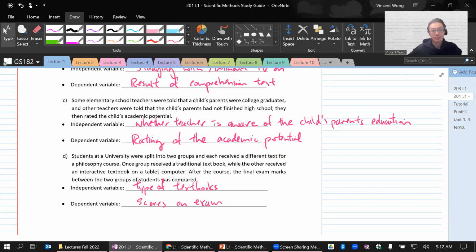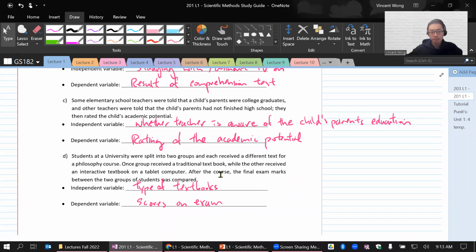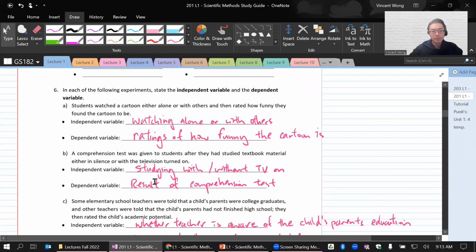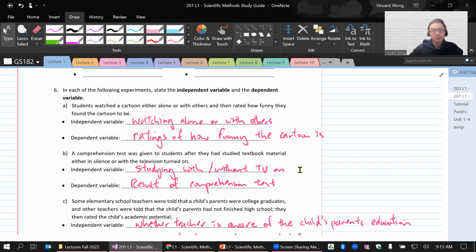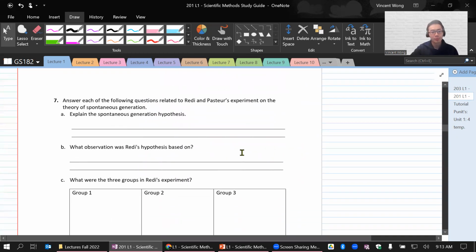Yeah, go ahead, have a question. Sure, please. Is it important to take note of how it is written in the problem? For example, in letter B, for the independent variable, you said studying with or without TV on. I actually wrote study environment. Does it make a difference? Or is that all right, or is it not okay? Yeah, it's okay, that's fine. If you can be specific, great. As long as it applies to the context of the question, it's okay. Not a super big deal there.